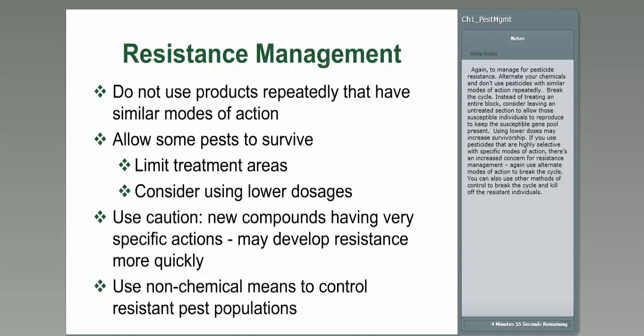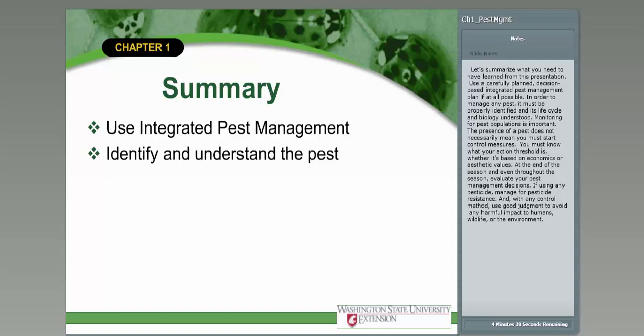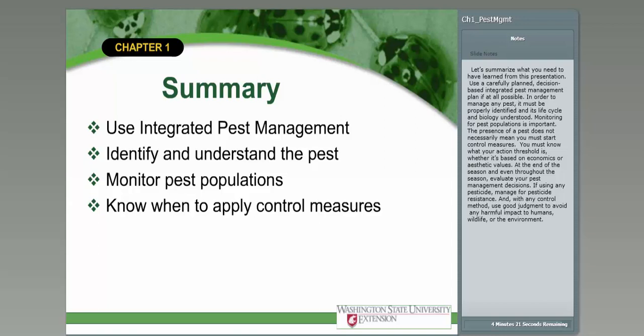Let's summarize what you need to have learned from this presentation. Use a carefully planned, decision-based integrated pest management plan, if at all possible. In order to manage any pest, it must be properly identified and its life cycle and biology understood. Monitoring for pest populations is important. The presence of a pest does not necessarily mean you must start control measures. You must know what your action threshold is, whether it's based on economics or aesthetic values.